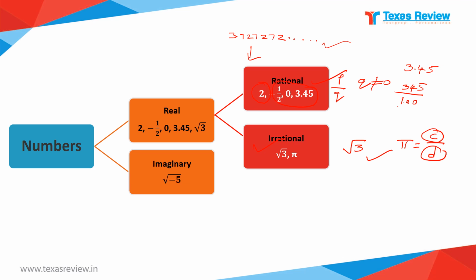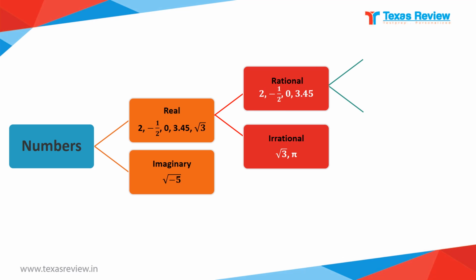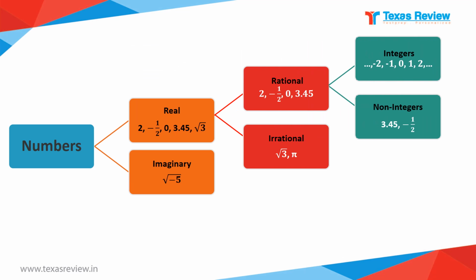Now again, these rational numbers are two groups, integers and non-integers. Non-integers are basically decimals. Integers are like: we have positive integers 1, 2, 3, and so on, called positive integers, -1, -2, -3, and so on are negative integers, and 0 is neither positive nor negative.